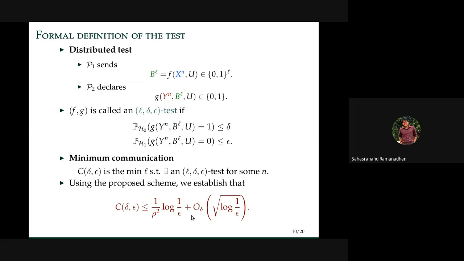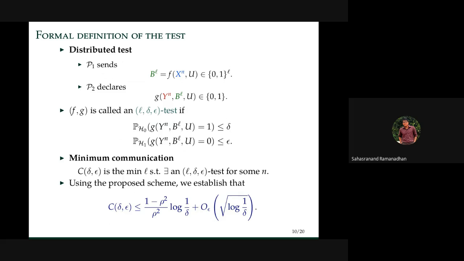So we can also do similar calculations, which I am not doing here, and show that the dependence on delta looks like this expression here. This is similar to the previous one where we had 1 by rho square. Here we have 1 by rho square minus 1. So this is what the scheme gives.